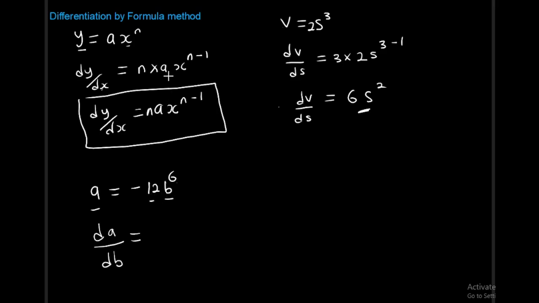It's the same thing as before: we had 2 as the number, s as the letter. So multiply the power by the coefficient. So we have 6 times minus 12. Then we have b, which is the term we are differentiating with respect to. We'll write our power, which is 6, then subtract 1 from it. So our final answer here will be minus 72b raised to the power 5.